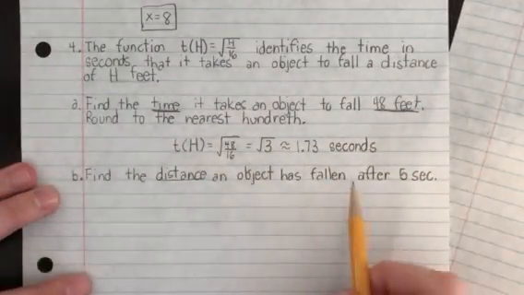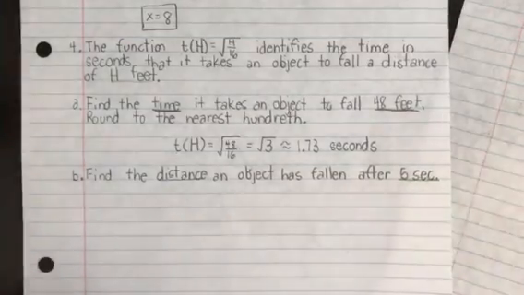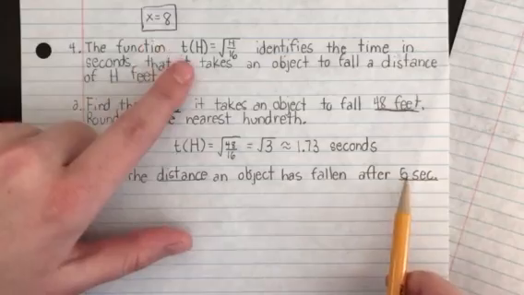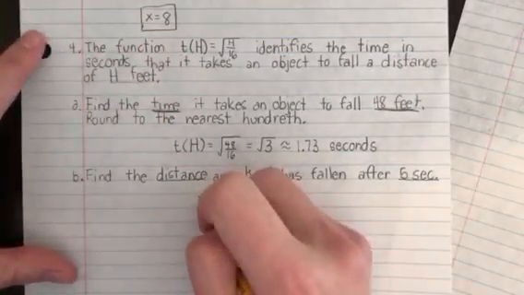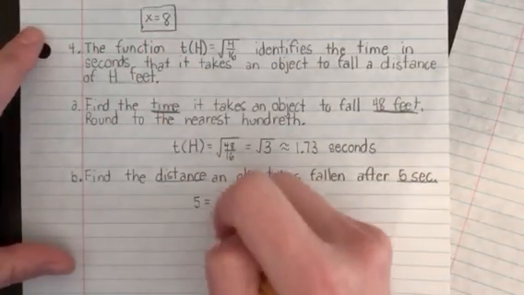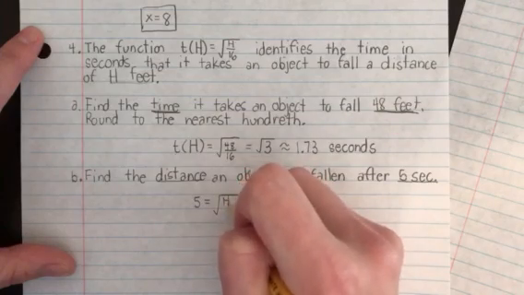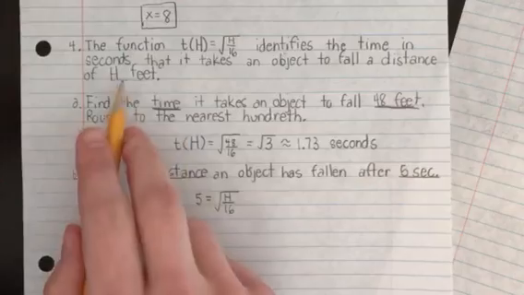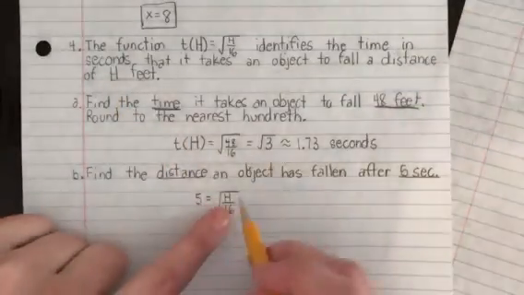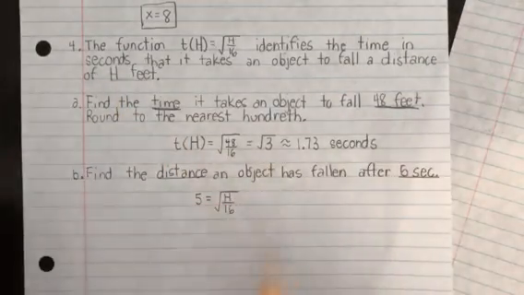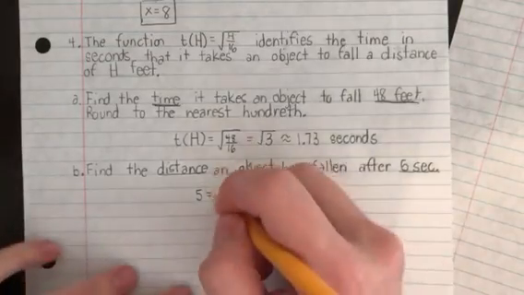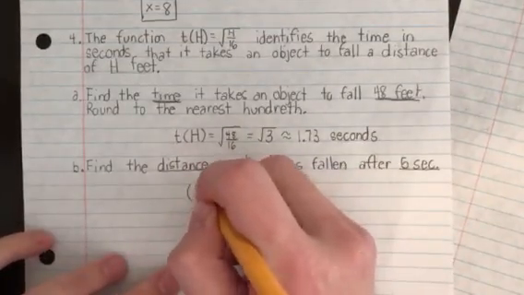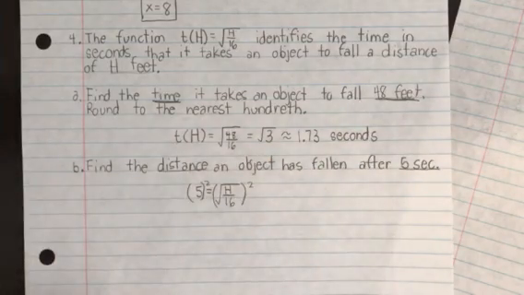Now I need to find the distance after the object has fallen 5 seconds. In this case, it's giving us the t, the time, so we need to say 5 equals the square root of h divided by 16. We need to find the distance, the h. To get h by itself, we're solving a square root equation. We need to square both sides because the square root's already by itself. It's okay that it's on the right. It's by itself, so square both sides.